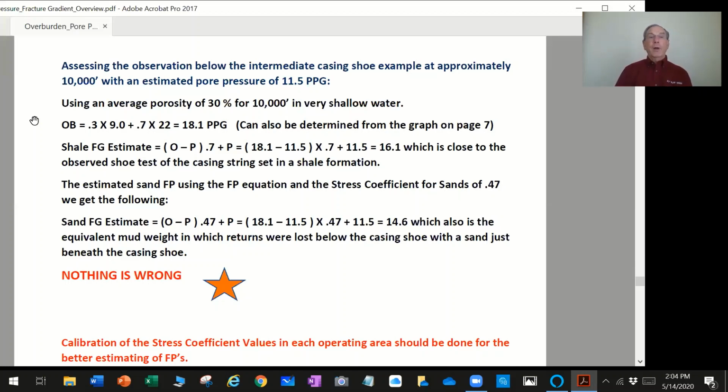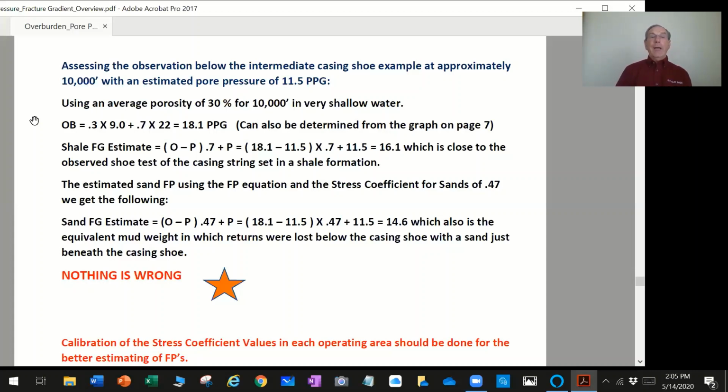So the shale fracture gradient is going to be overburden minus pore pressure, times the stress coefficient of shale, which is 0.7, plus the pore pressure. That's going to equal 18.1 minus 11.5, the difference between those numbers, times 0.7, plus the pore pressure of 11.5, and that gives us a value of 16.1, which is, again, close to the observed shoe test I got for that depth of, say, between 16 and 17 pounds per gallon.